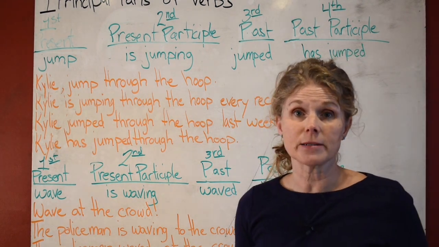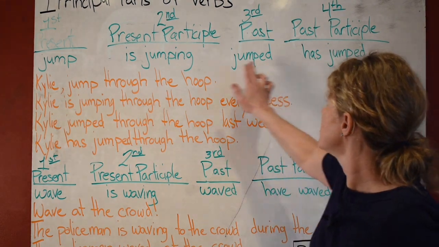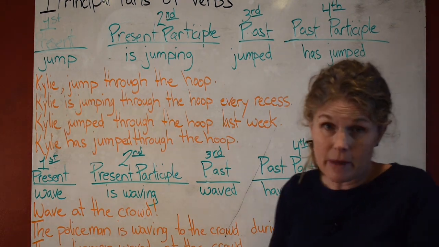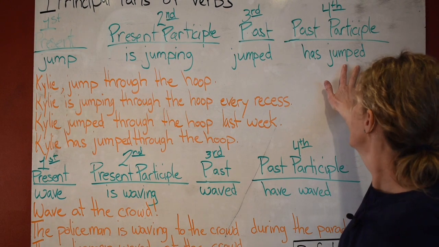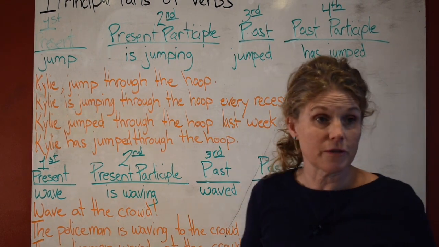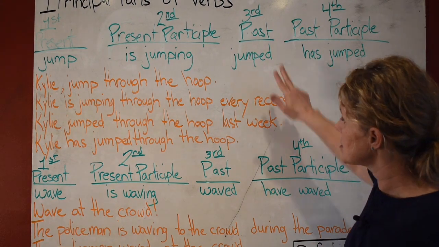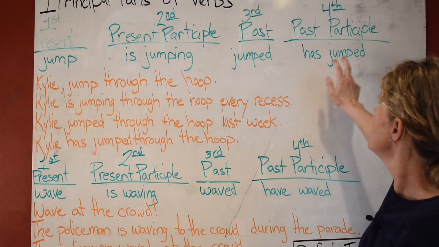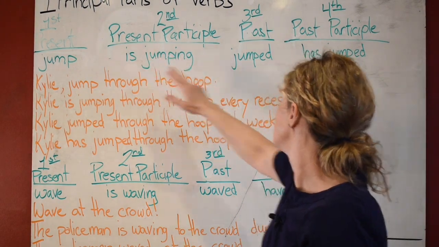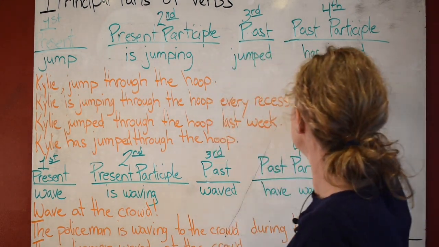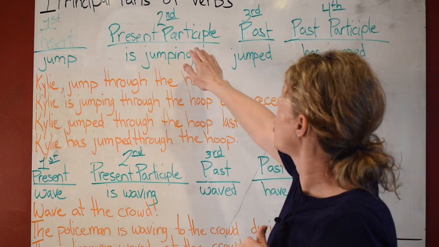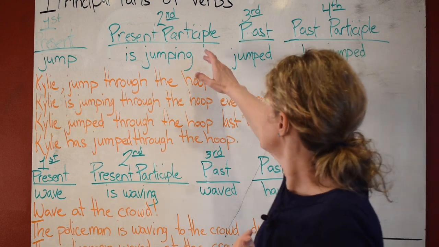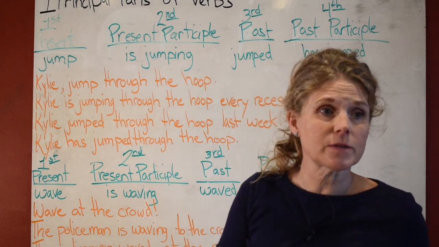Now, if you're using it as an adjective, you don't use your be verbs, okay? You just use them as an adjective. So let's talk about using jumped as an adjective. Here it's used as the past participle. Kylie has jumped through the hoop. You can use this as an adjective. This is much easier to use as an adjective than this one. But you can use these. Now remember, that's the reason why it's called participles, because they're sharing. They're not just verbs. They can be adjectives, sometimes adverbs.